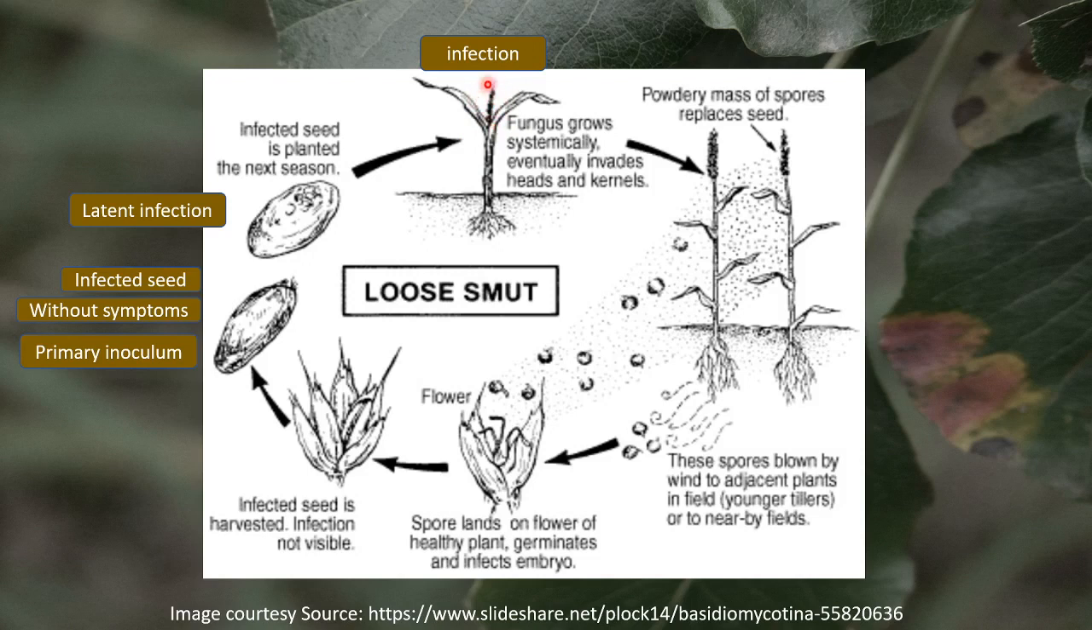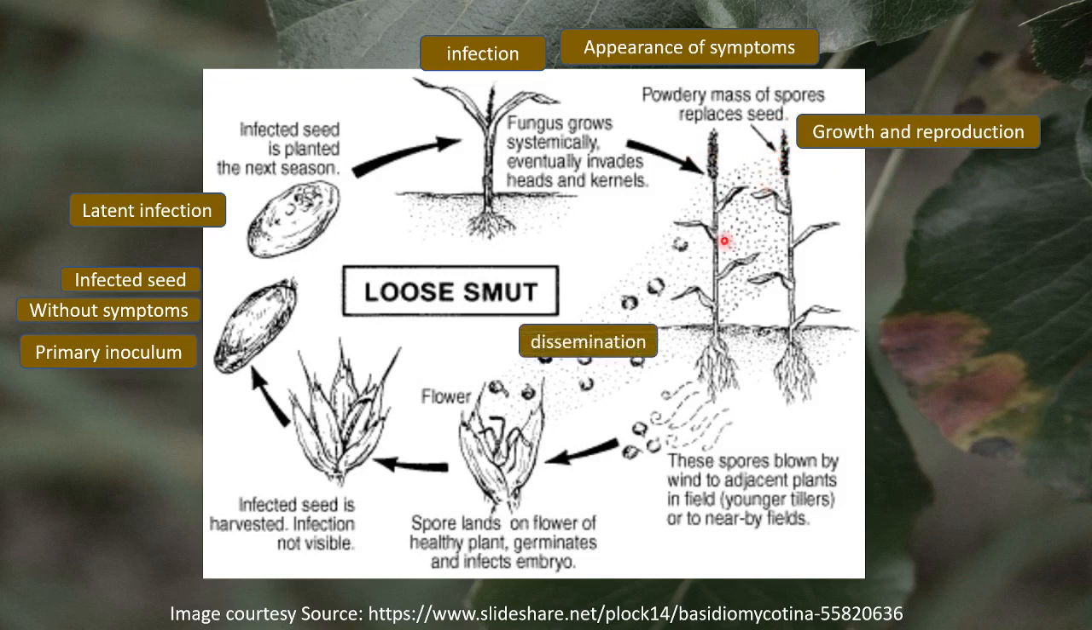So it will start showing infection symptoms. So there is appearance of symptom. What is the symptom? Powdery mass of spore is replaced by seeds. So all of the seeds are replaced by spores. That means the plant is infected and is showing symptoms, and also it is undergoing growth and reproduction, because more and more spores are produced. That means it is increasing its number.